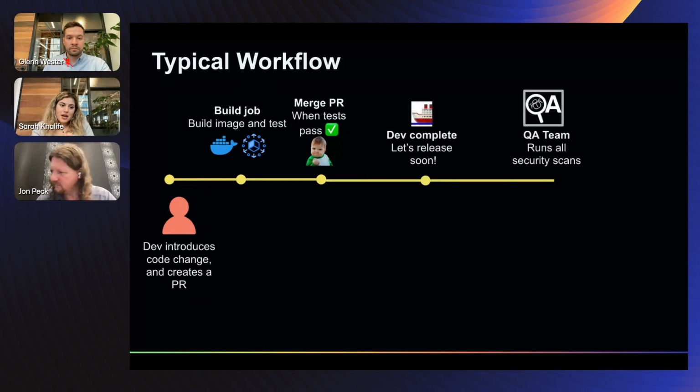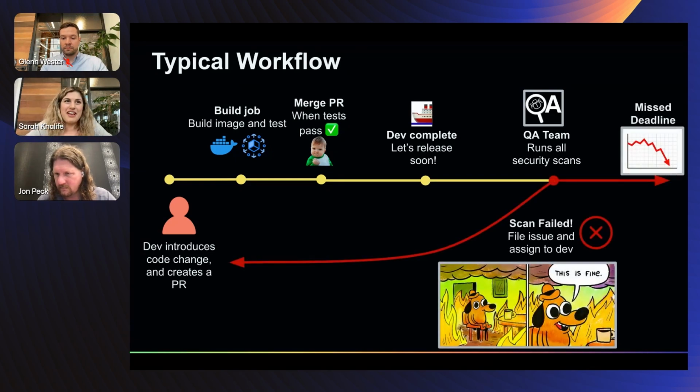So today, your typical workflow, and this is my personal experience, so this is my typical workflow. I introduce some code changes, I create a pull request, I use GitHub Actions to build my image and run my image, and then I merge the PR, all the tests pass, and then I assume my development is completed. Then my QA team comes in, my security scan comes in, and everything starts, this is fine, everything's on fire, but we're gonna figure it out.